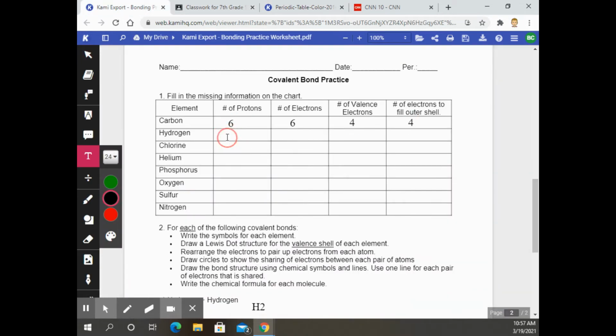Hydrogen, how many would it need? How many protons does it have? Hydrogen's atomic number is 1. So how many protons? How many electrons? 1. Good. So how many valence electrons does it have?